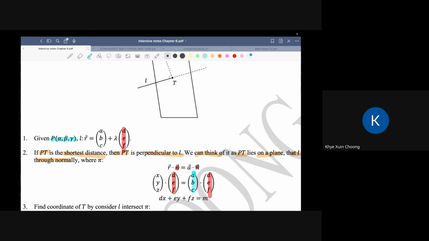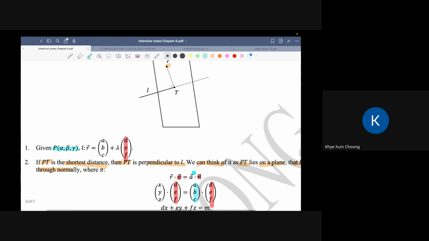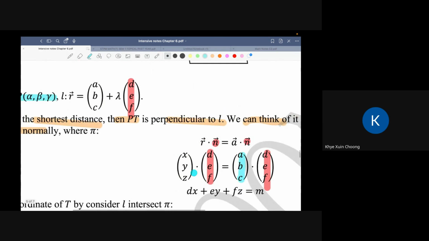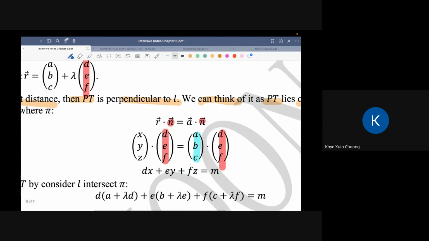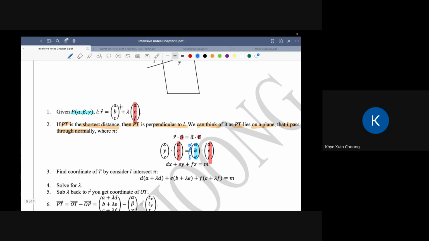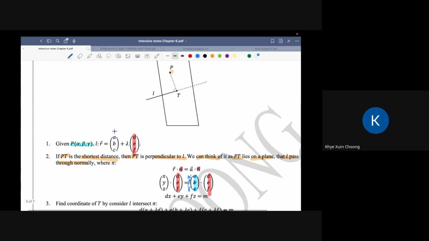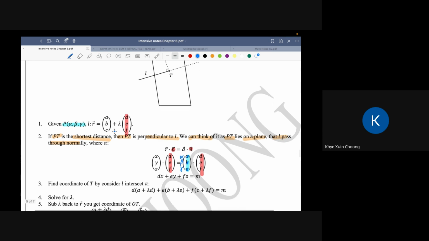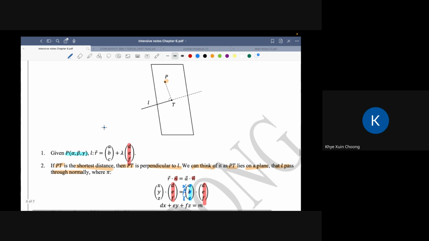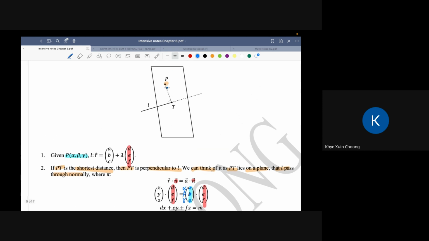Sorry, I wrote this wrongly. This one should be alpha, beta, gamma, not ABC. Luckily I saw this. Because this ABC is some point on the line which we don't know. What we know, the point on the plane, is alpha, beta, gamma.